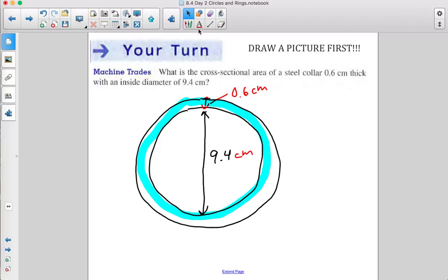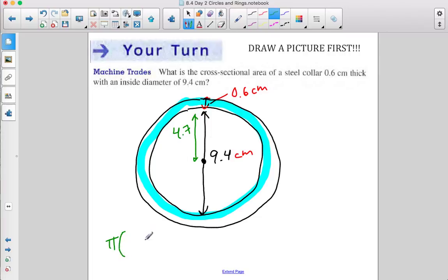Okay, welcome back. First thing we need to do is find the radius, because we're calculating areas, and for areas you need the radius from the center to the far outside edge. Well, if this is 9.4, that means from here to here is half of 9.4, which is 4.7. So from the center all the way to the outer edge is 4.7 plus 0.6. Your big radius is going to be 5.3, so I'm going to use 5.3 as my r in the big one.